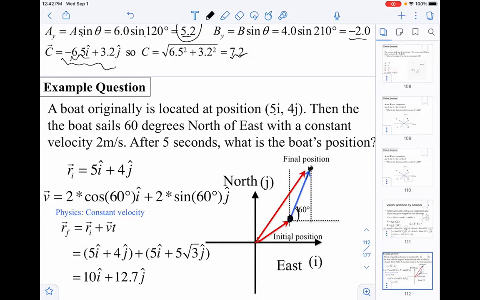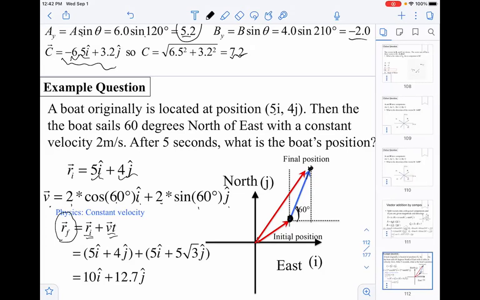So this will be very hard if you were to do this using the graph representation, but it will be very easy if you break it down into components, right? So the initial position is represented by 5i 4j, and velocity is at an angle, 60 degrees. But in terms of the x and y components, I can do 2 cosine theta for the x component and 2 sine theta for the y component, right? So my velocity is also in terms of x and y components. The final position will be the initial position plus the velocity.